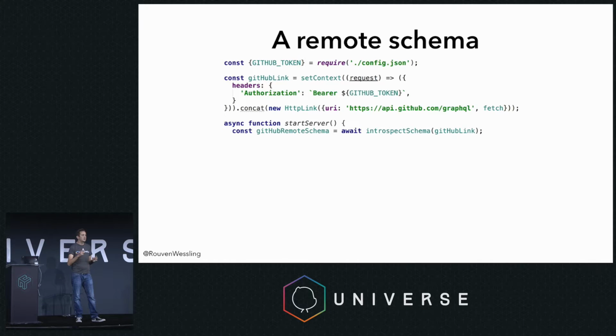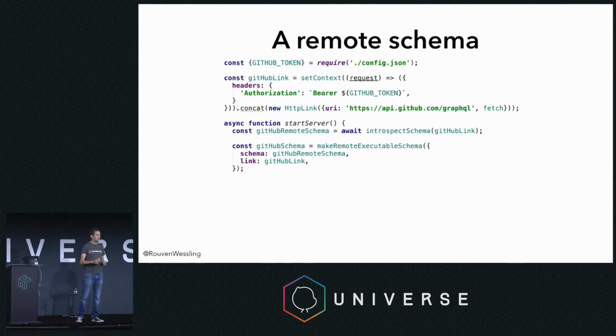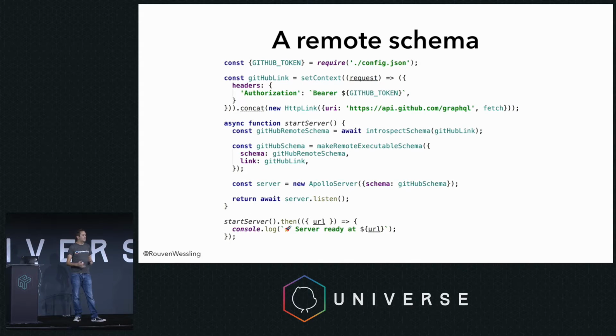Next up, I'm calling introspect schema on that link. Introspect schema will simply download the schema from the API and make it available locally for me to manipulate. And then I'm making the schema executable. Making a schema executable in this case simply means any call to a query or type in this schema is deferred to this link. So it's simply passed along. And I can start my server, and I have a local proxy for my GitHub API that takes care of authentication already. Good first step, but not really what we need.